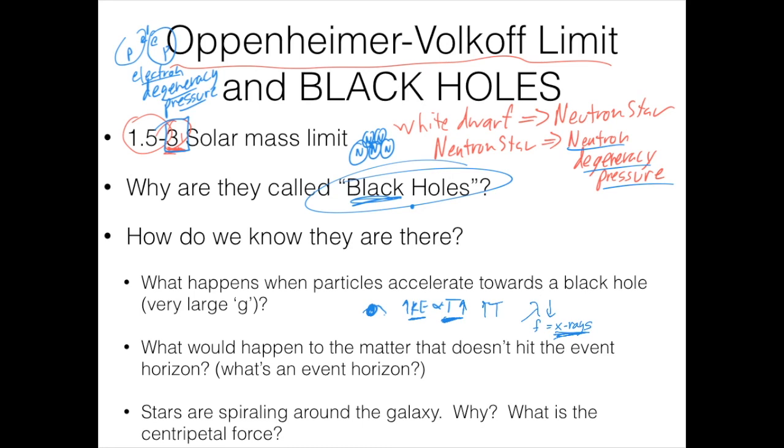All right? So really, really neat stuff. Okay? Now, one last thing that I want to talk about before our last page is stars spiraling around the galaxy. Why would they be spiraling around the galaxy? What is the centripetal force? There has to be a force that causes them to go in a circle, a force pointing towards the middle.